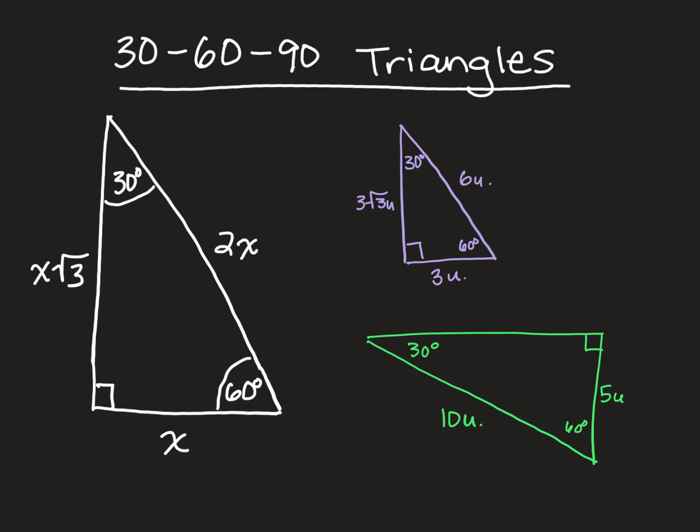And then in order to get my medium side, which is opposite the 60-degree angle, I would simply take that 5 and multiply it by the square root of 3. So I would have 5 square root of 3 units right there.